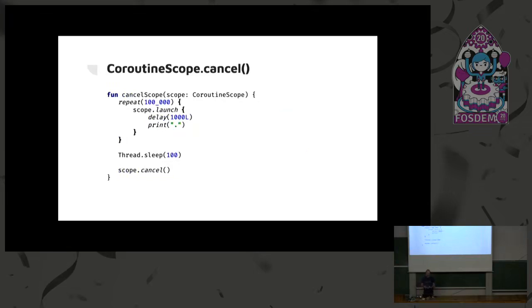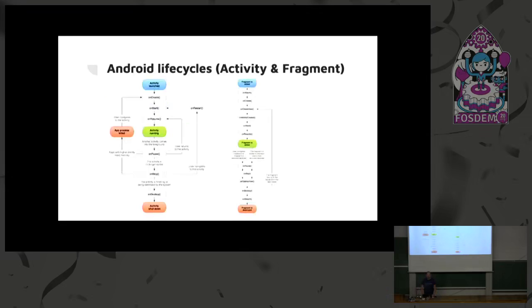So how does a cancel work? Let's go back to this. Let's start 100,000 coroutines, let them wait 1 second each, and once we have started all these 100,000 ones, we sleep for 100 milliseconds, and then we call cancel on the scope, which will mean that all of these 100,000 coroutines will be canceled. So, very theoretical example, but I hope you understand the concept there.